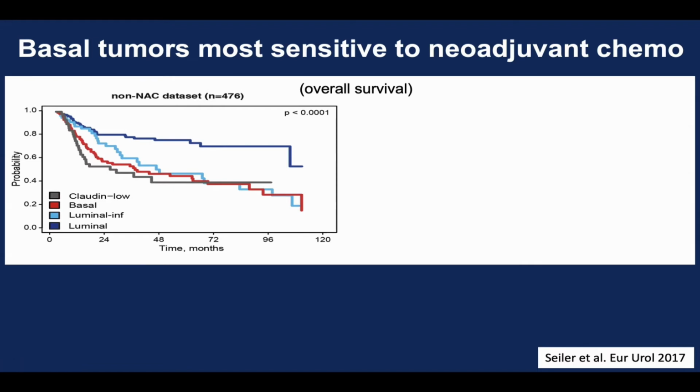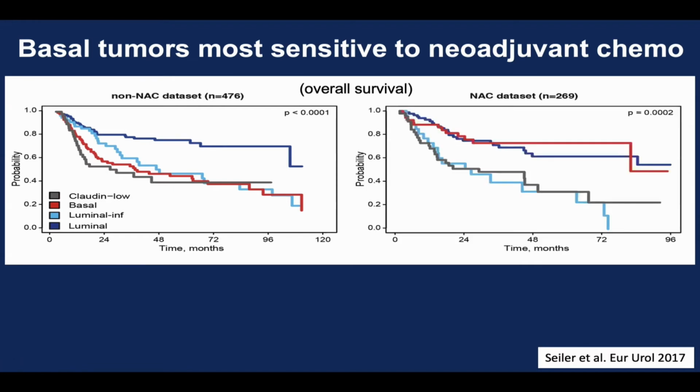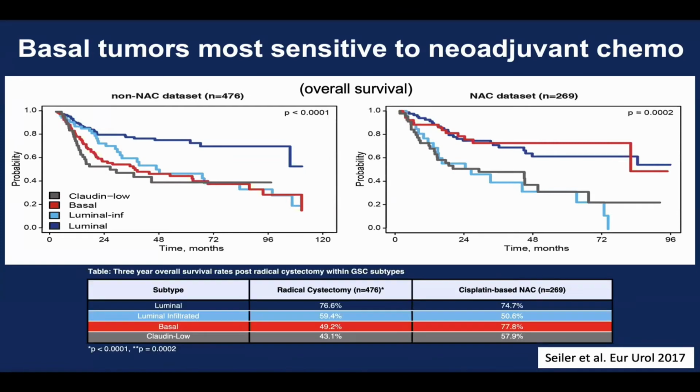Now, when you look at the cohort that's treated with chemotherapy, the most important thing is that the red line, the basal tumors, now pop up and they're very similar to the luminal tumors. Whereas the other two, it looks like they stay more or less the same, but there actually is some benefit in the gray line as well, which are the claudin-low tumors, which are a subset of basal, really.